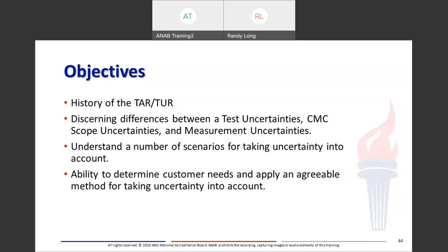So we've talked about the history of the TAR and TUR. We've talked about differences between test uncertainties, CMC scope uncertainties, and measurement uncertainties. We looked at a number of scenarios for taking uncertainty into account. And we also talked about determining customer needs and coming to an agreement on how to take uncertainty into account.